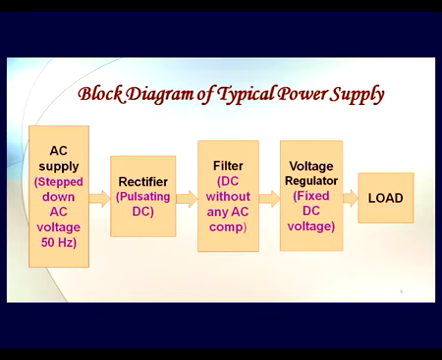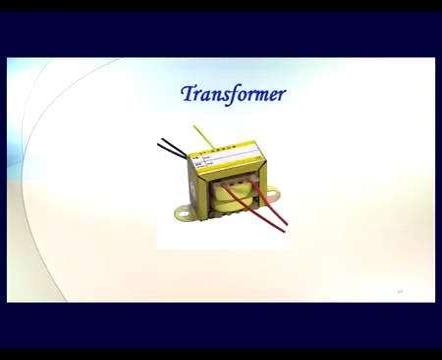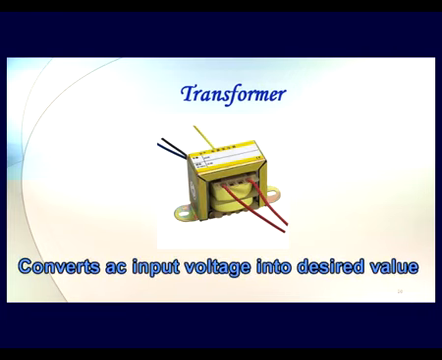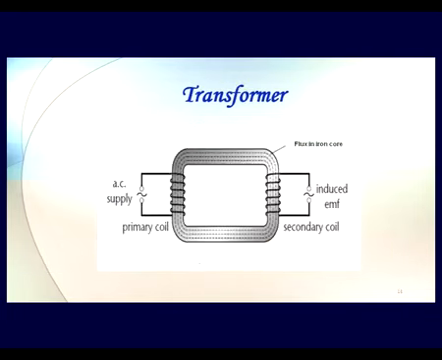And now the first component that we were discussing is to convert the AC input voltage into the desired value. This is done by a component called a transformer. As you know, a transformer essentially has two coils. There is a primary coil where we apply our AC mains supply, and a secondary coil where we get our output of desired value. Now how does this happen? Basically by the induction rule.